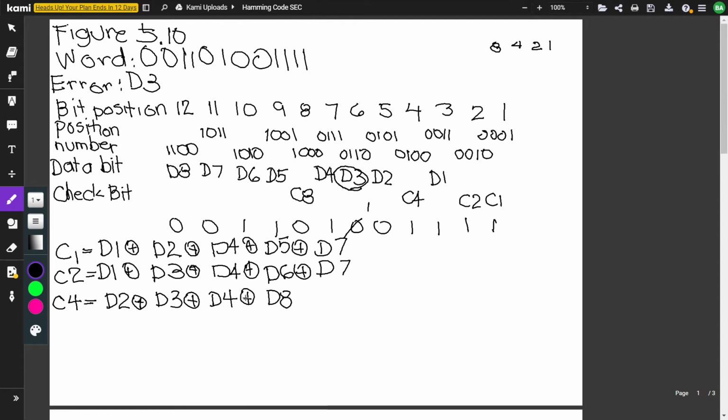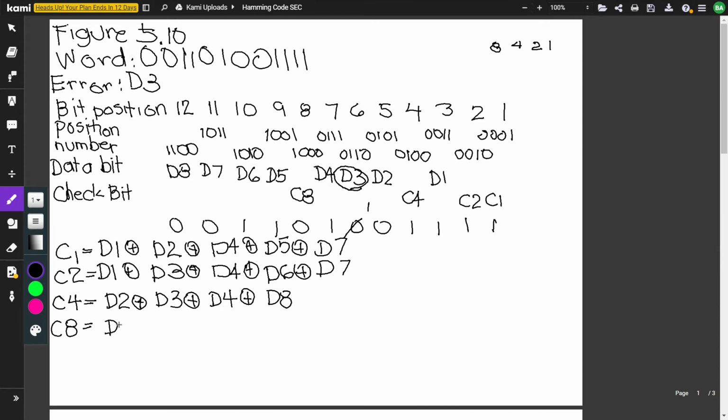Okay, next, last but not the least, we have C8. Which data bits contain a value 8? Because these are smaller numbers, let's start with number 9. Number 9, we have D5.